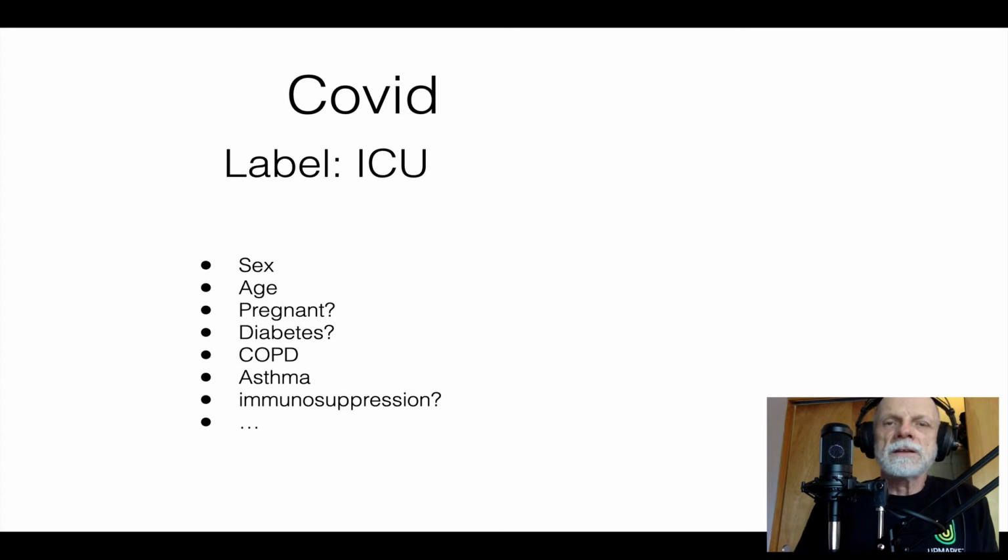A recent COVID data set looks like this, where we're trying to learn whether someone ended up in the ICU or not. So each instance is labeled. Yes, this person got in the ICU, this person didn't, as well as the features of that person, what their sex was, their age, were they pregnant or not, did they have diabetes, did they have some sort of pulmonary disease, and so on. So we have a set of features, and then we are told whether they ended up in the ICU. This is something we want to eventually predict.